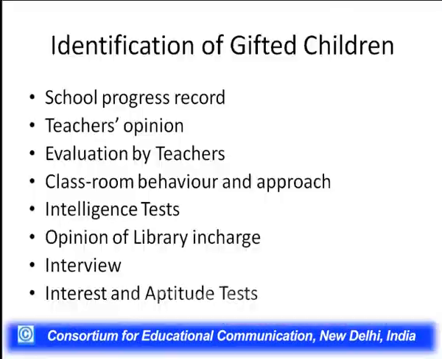So how can we identify them in a regular classroom? School progress record. The first identifying tool is the school progress record. Teacher's opinion. We can ask the teacher how the child's progress is, in which subject the child is good and in which subject the child is lagging behind. Then the teacher's opinion on whether the child is social or not, whether the child likes to be with the other students or not.